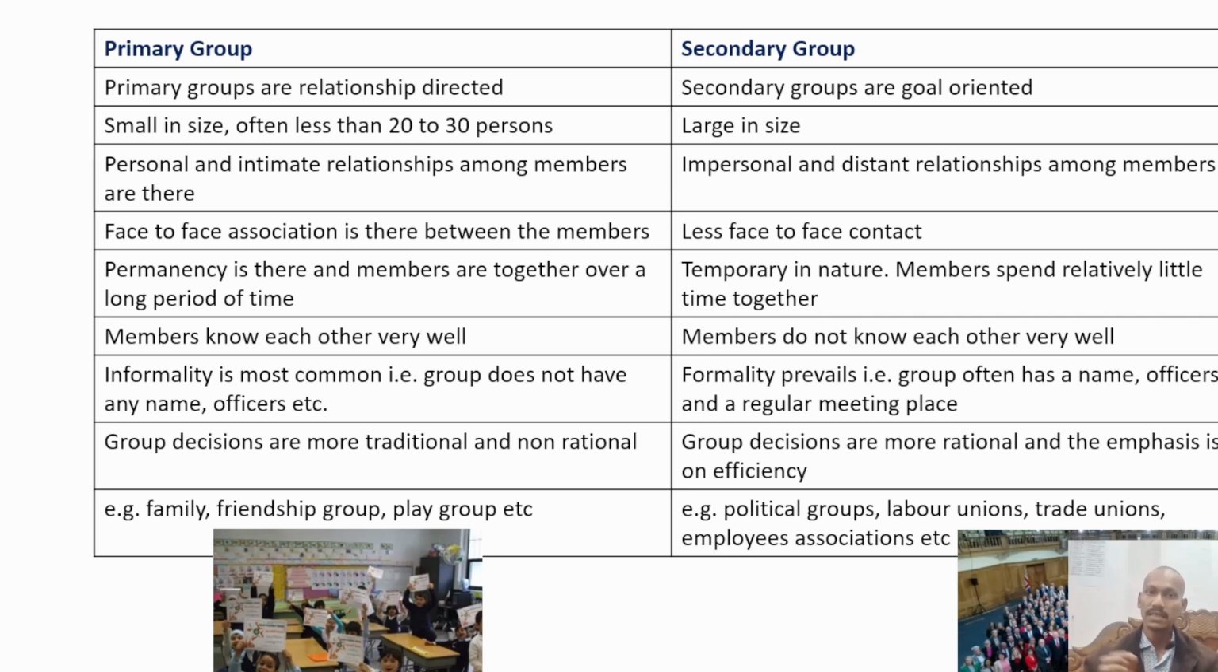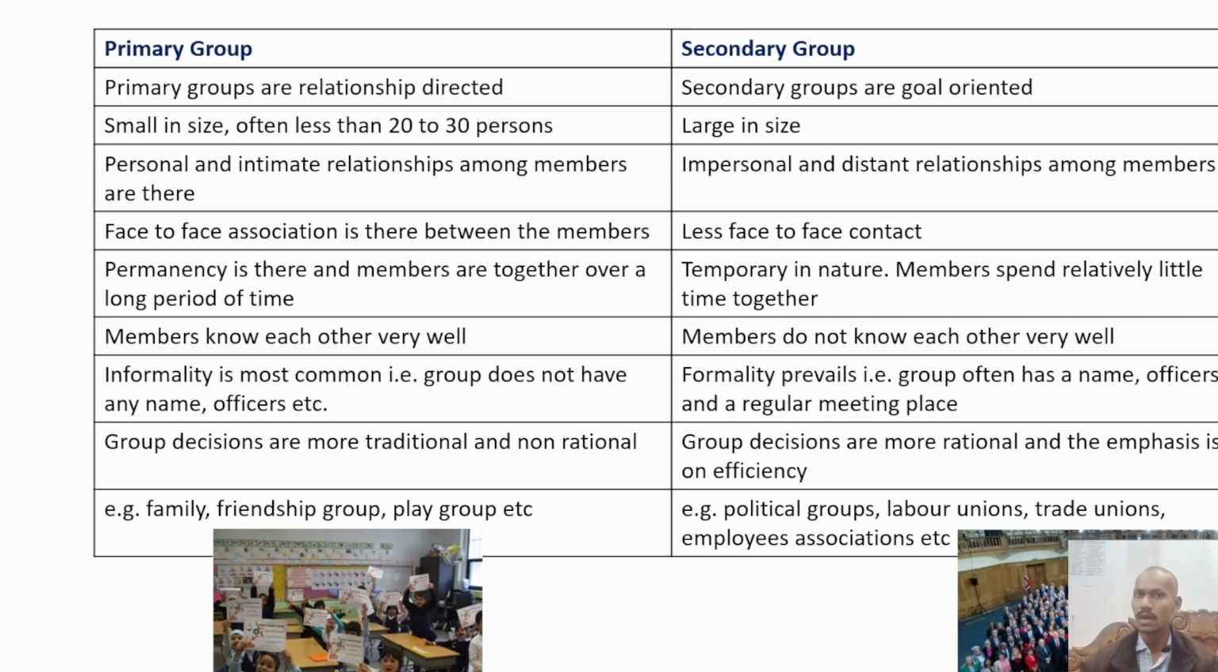Then personal and intimate relationship among members. There is personal and intimate relationship between members in primary group. In secondary group, there is impersonal connection and distant relationship among members. There is less intimacy and impersonal contact with people. Now in primary group, face to face association is there between the members. In secondary group, there is less face to face association; it is there but it is less in amount.